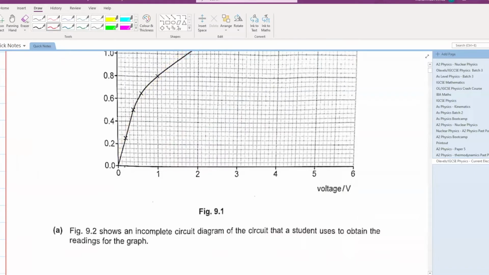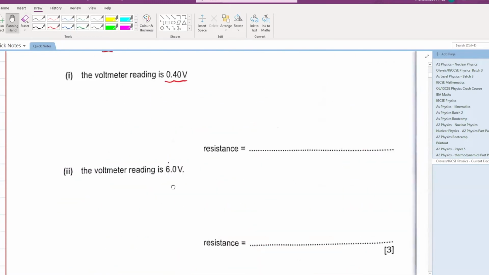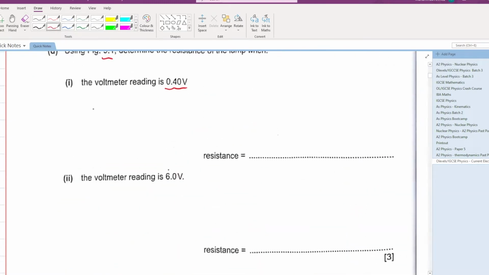0.4 volts will be somewhere here. This is your 0.4 volts. Let's extrapolate this line so you have this thing as your current. This is 0.5 ampere. When you have a voltage of 0.4, your current is 0.5 ampere. Let's plug in these values and calculate the resistance. The voltage is 0.4 volts. The current is 0.5 amperes.